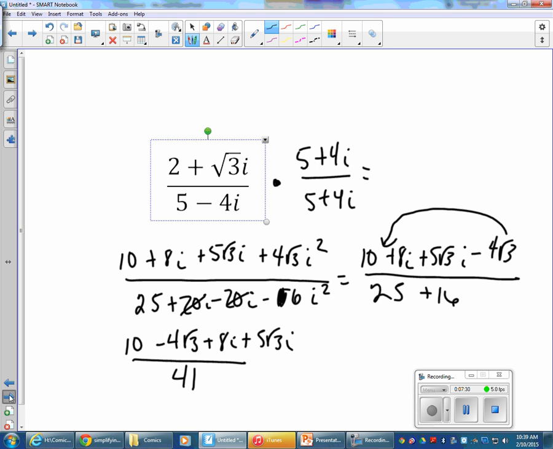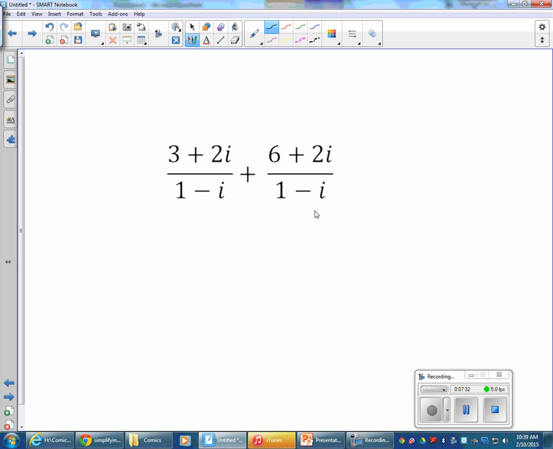One more. It involves a fraction with a common denominator. When you have fractions with common denominators, you can put them together as a single fraction. So I can rewrite this as 9 plus 4i over 1 minus i. 3 plus 6 gives me 9, 2i and 2i make 4i, and it's over 1 minus i, so you keep that common denominator. So now I multiply by the complex conjugate, 1 plus i on the top and the bottom.